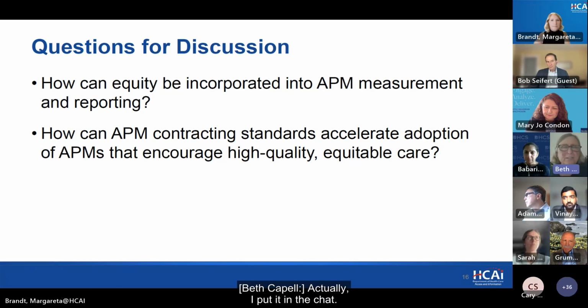Actually, I put it in the chat. I just don't want to lose track of the disability piece of the data. It's an important element as well.